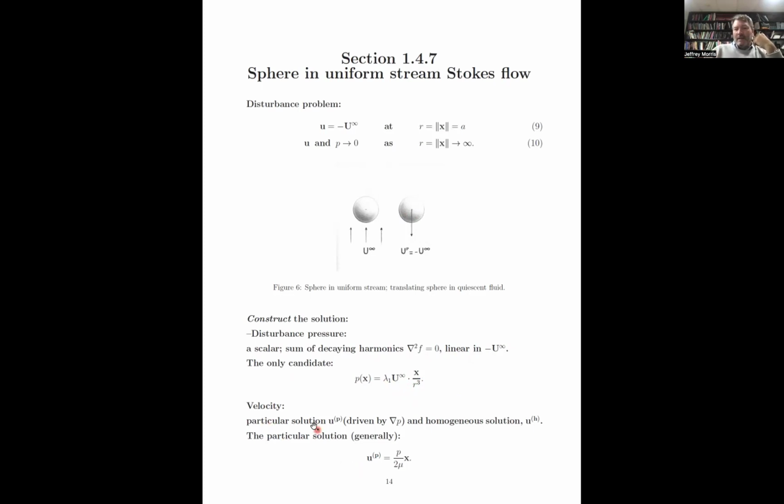The velocity has two parts because it's a Stokes flow where I have del squared u is equal to grad p with a viscosity hanging around. And that viscosity comes in the particular solution, because if I can write the pressure, I can always write the particular solution. You can go and play with the Stokes equations and show this is true: if p is a known function, then the particular solution for the Stokes equations is p divided by twice the viscosity times the vector x, x being the vector from the origin of your coordinate system.